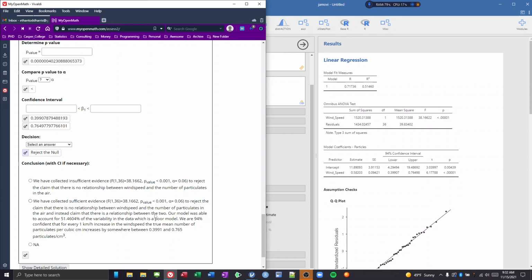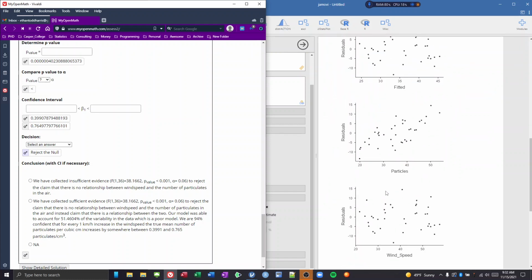We then are saying that our model was able to account for 51.46% of the variability in the data, which is a poor model here. And then it says that we are 94% confident that for every 1 kilometer per hour increase in the wind speed, the true mean number of particulates per cubic centimeter increases by somewhere between 0.3991 and 0.765 particulates per cubic centimeter. Anyhow, that's how you use Jamovi in order to run a good regression analysis.